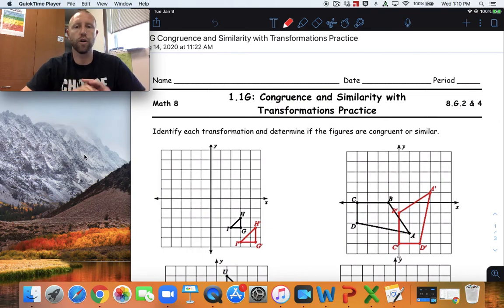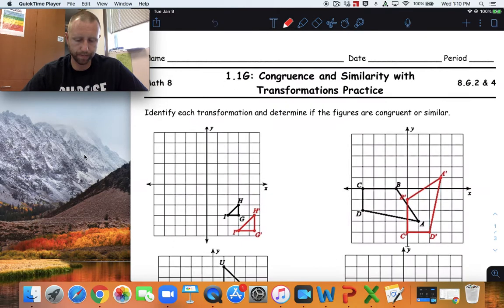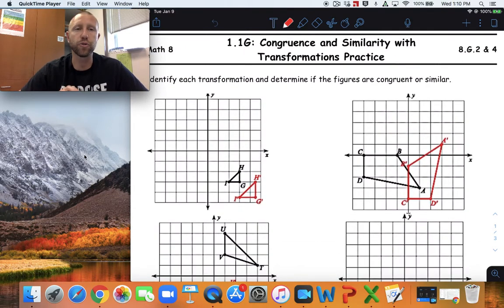We're going to go over 1.1G, Congruence and Similarity with Transformations Practice. So we'll go through these answers real quick. First, and this is on page 29 in your books, it ends the way that the notes ended, right?